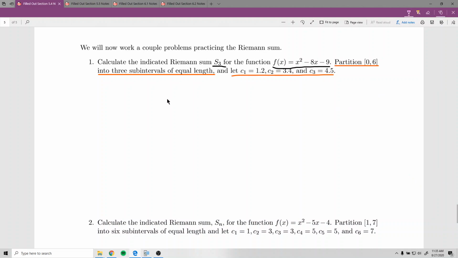All right, so the first thing I want to do is b minus a over n, the width of the rectangle. Now n is the number of subintervals, so that is 3. And a and b are the endpoints on the interval here. So a is 0 and b is 6. So we got 6 minus 0 over 3, which simplifies to 2.